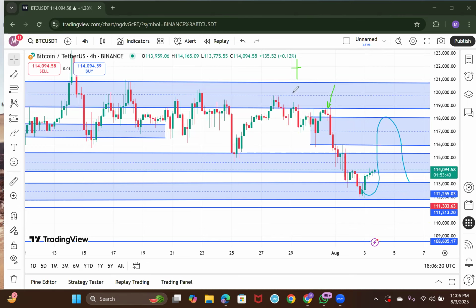So at the supply zone or at the demand zone. This is the supply zone. The doji candle is forming over here, and the next candle is red. Consider it a confirmed dump.